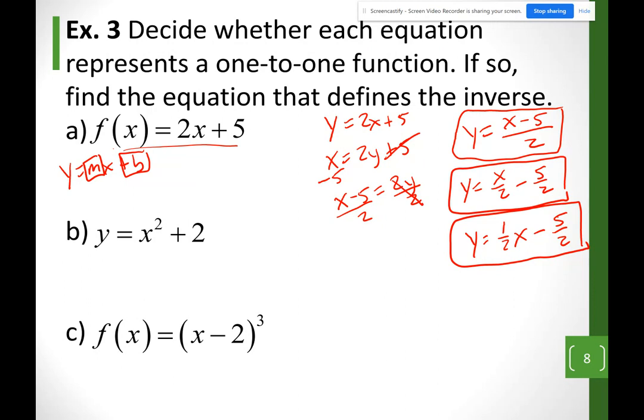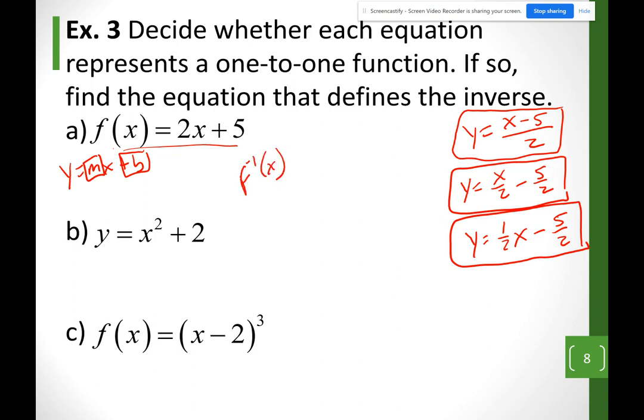So yeah, that is the inverse. Now, let me erase my work here. How am I going to write this? I'm just going to write this as f inverse of x equals x over 2 minus 5 over 2. I'm just going to choose one of the three ways to write it. I said all those three equal the same thing.